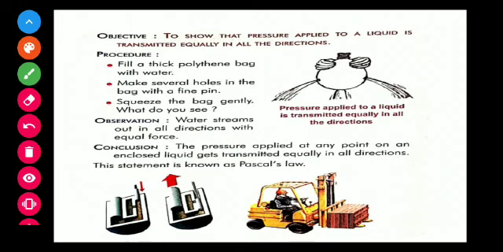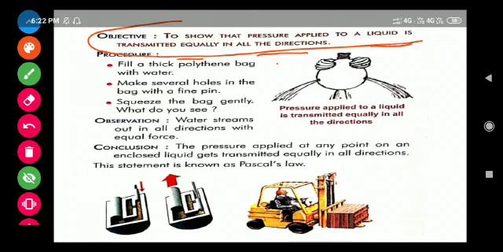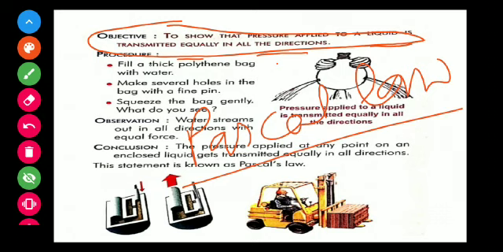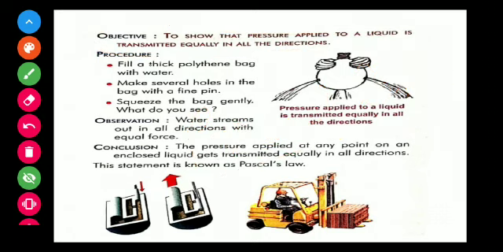Next is your Pascal law. If we apply a pressure at one side, then that pressure is equally transmitted in all directions. This is your experiment to show that the pressure applied to a liquid is transmitted equally in all directions, and this is the statement of Pascal law. So according to Pascal law, if we apply a pressure on one side of an enclosed liquid, then that pressure is equally transmitted in all directions.